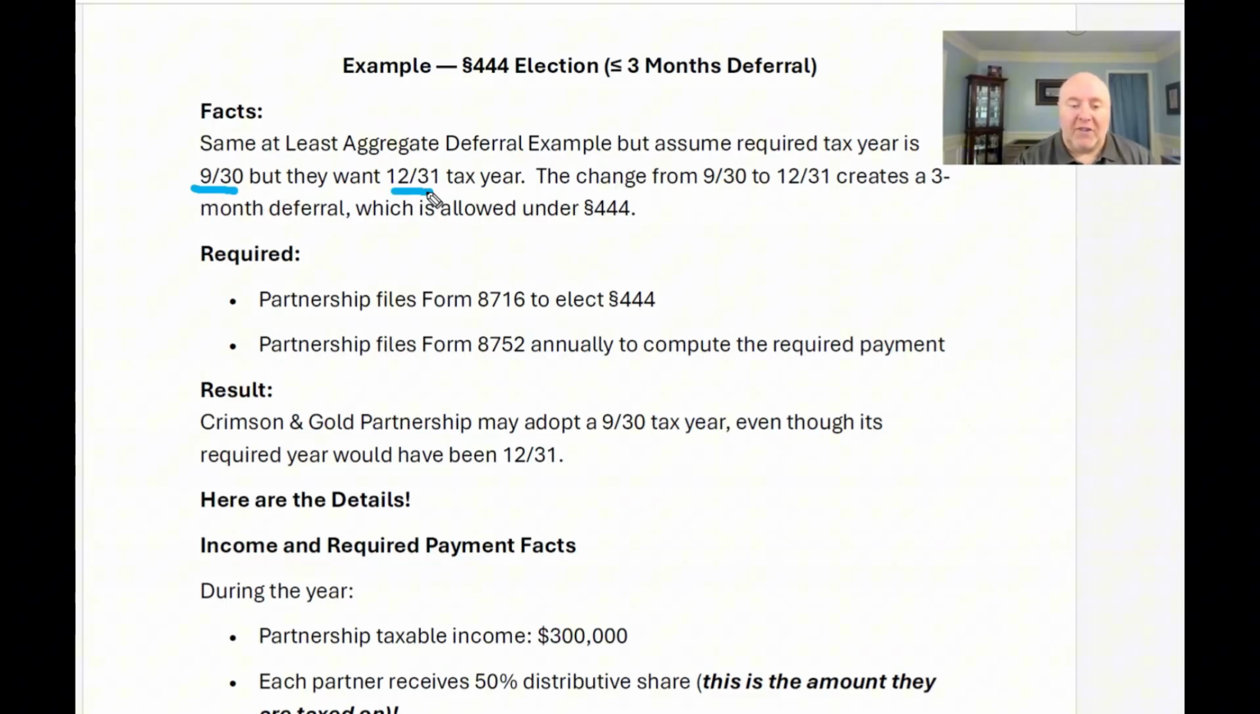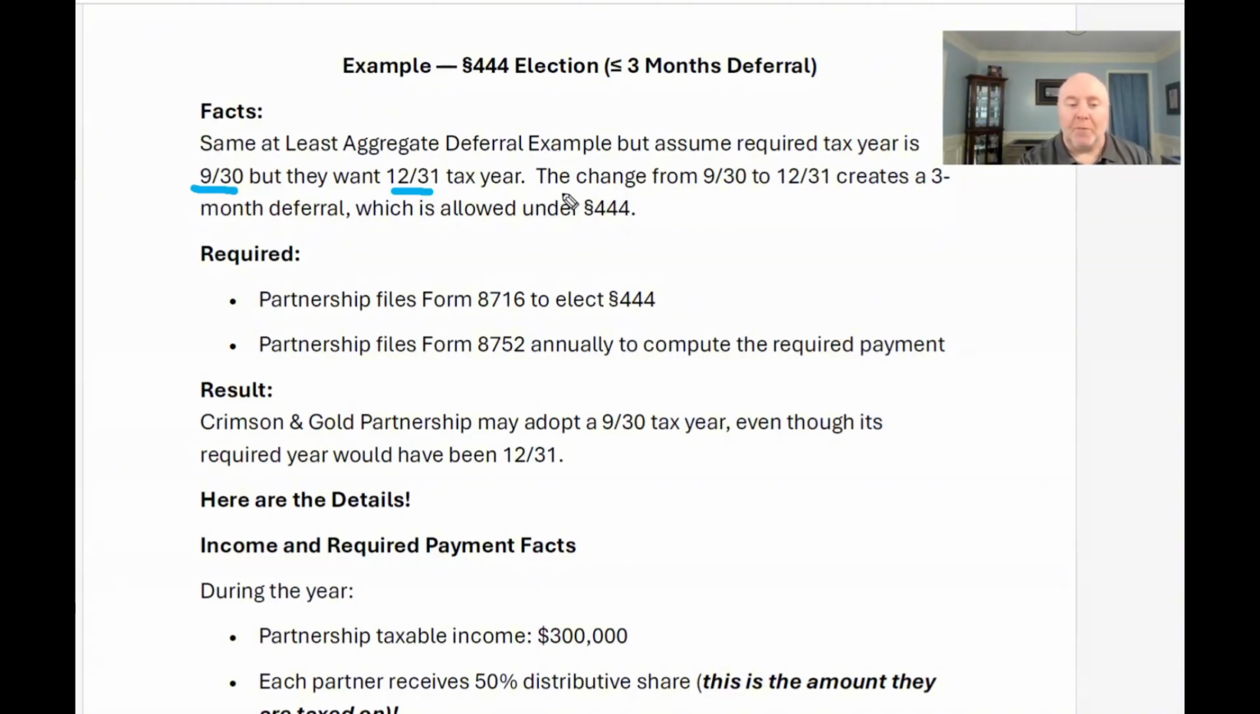So the first thing we have to say is, hey, is this within 3 months? Right? So if we went September 30th, so we have all of October, all of November, all of December. Yep, 3 months. We're good there. So we can keep moving forward on this.